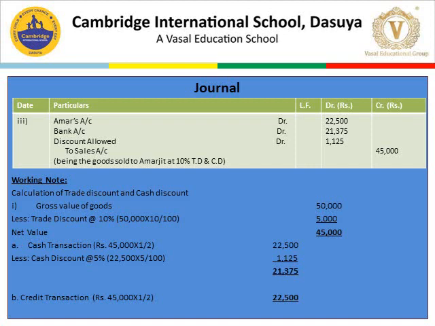Bank account debit, with 21,375 after deducting cash discount, and discount allowed is 1,125. Discount allowed is a loss for the business, so it is debited. So the journal entry is: Amar's account debit, bank account debit, discount allowed account debit, to sales account. Amar's account debit with 22,500, bank account debit with 21,375, discount allowed debited with 1,125, to sales account, that is 45,000.